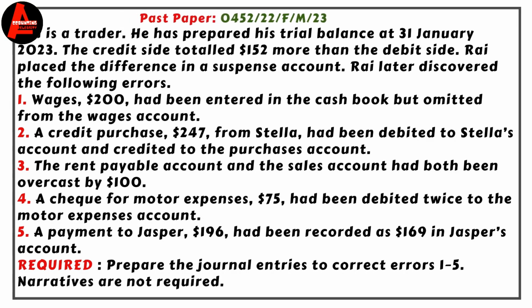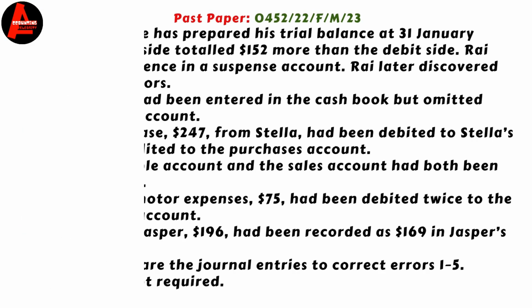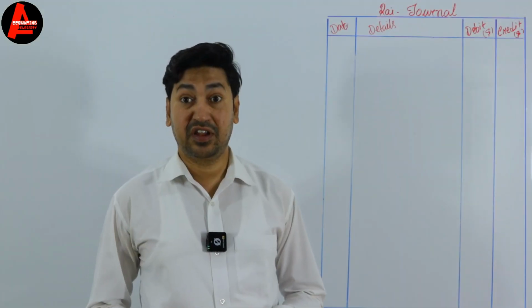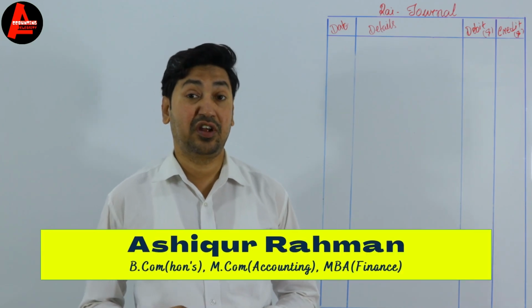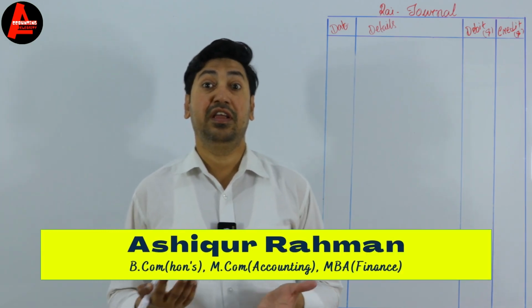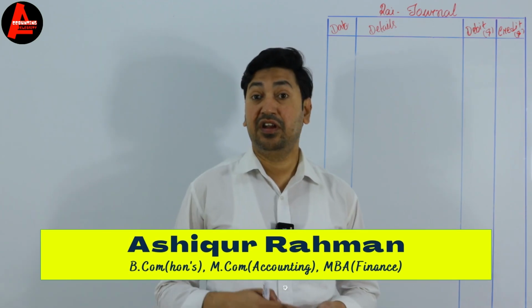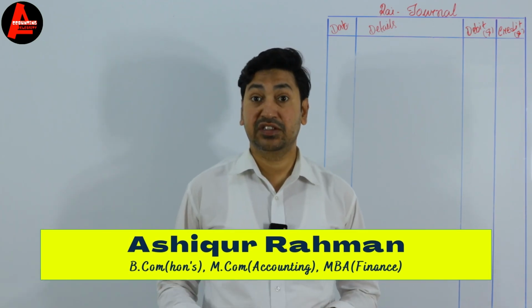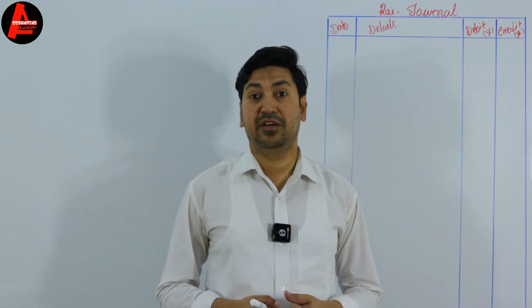Rai is a trader. He has prepared his trial balance at 31st January 2023. The credit side totals $152 more than the debit side. Rai placed this difference in a suspense account. So the trial balance is not balanced, the credit amount is more than the debit amount. So he balanced it somehow: he wrote $152 as a suspense in the trial balance so he can prepare the income statement.